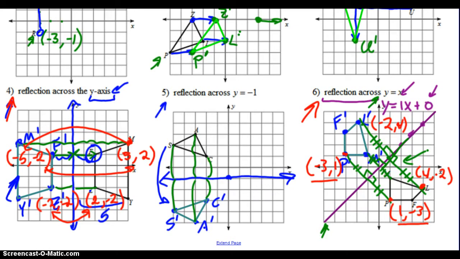We're going to see that reflections do funny things to maps. Sometimes they change values from positive to negative, like in number 4. Sometimes they swap the x and the y values, like number 6. Let's write what we've learned up above.